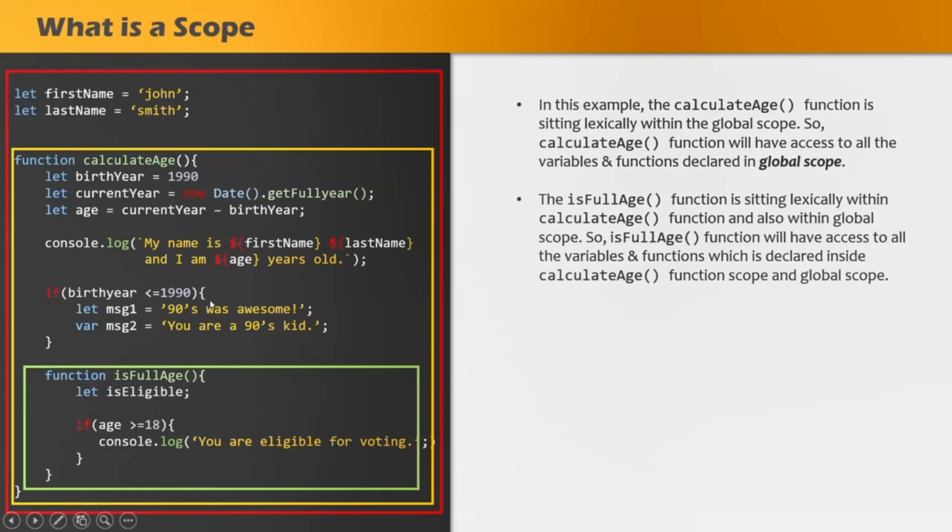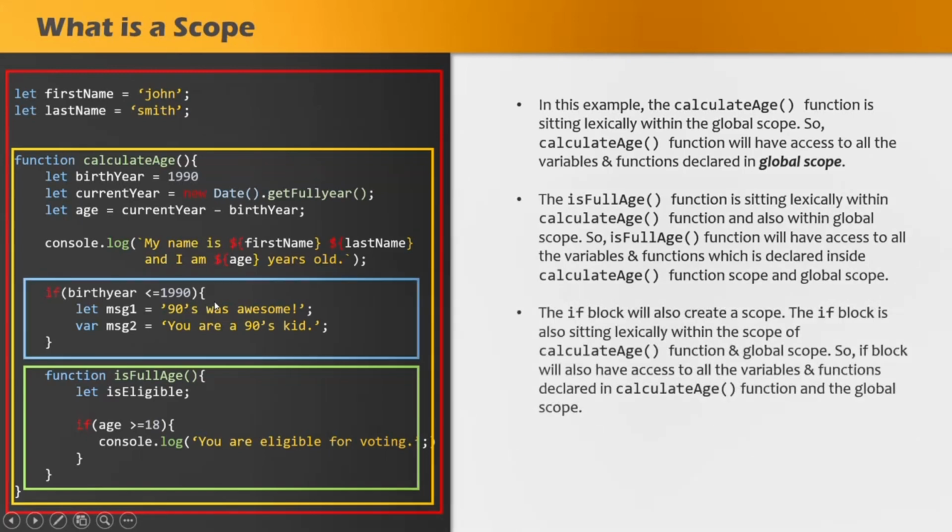And then this if code block will also create its own scope. And whatever variable and function we declare inside this code block, if it is created using let or const keyword, it will have block scope. But if it is created using var keyword, then it will have function scope. Okay, so here we are also creating a block scope. And since this scope is sitting lexically within the scope of this calculate age function, it will also have access to all the variables and functions which are declared inside this calculate age function. And it will also have access to all the global variables and functions.